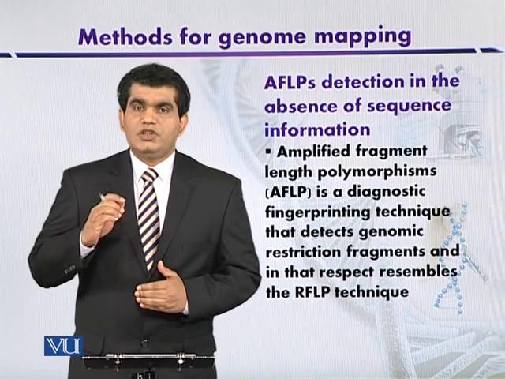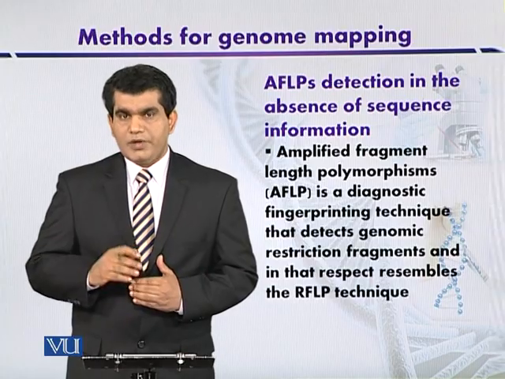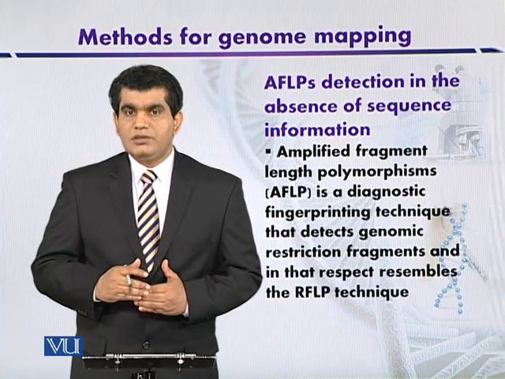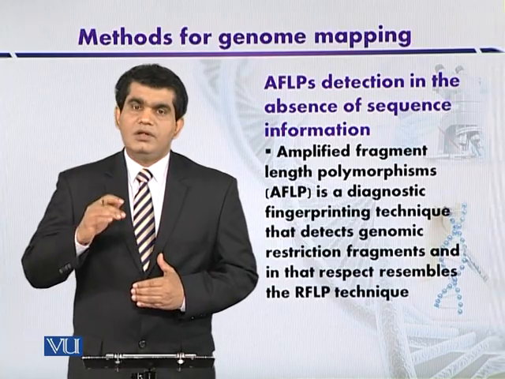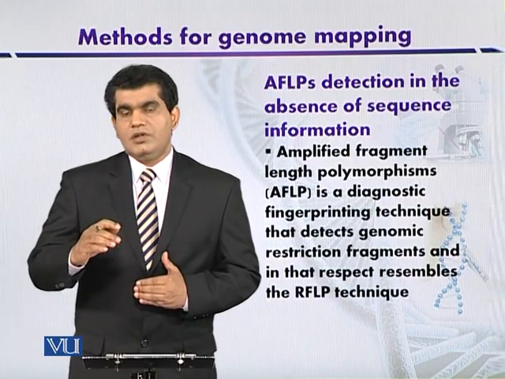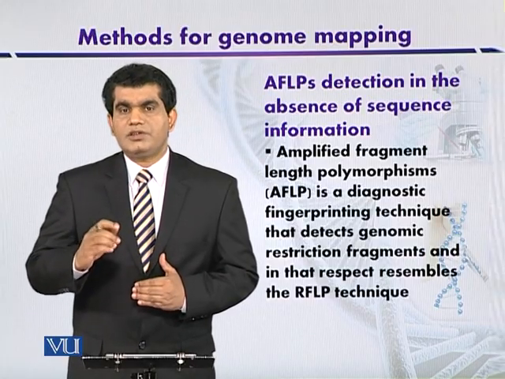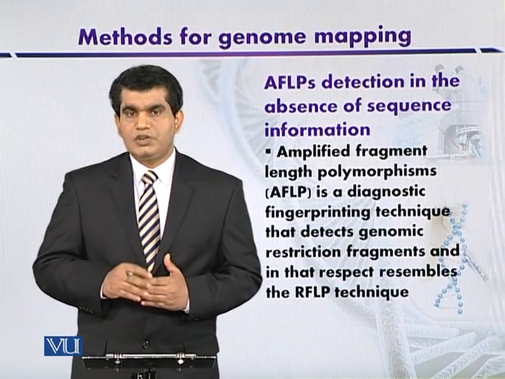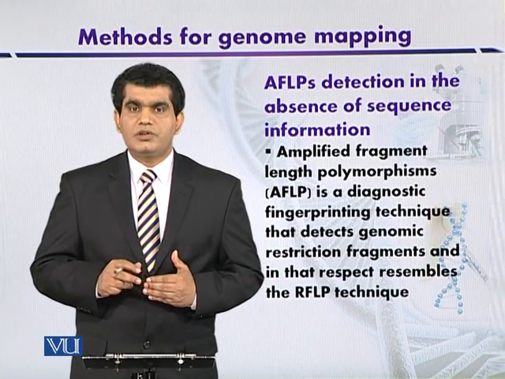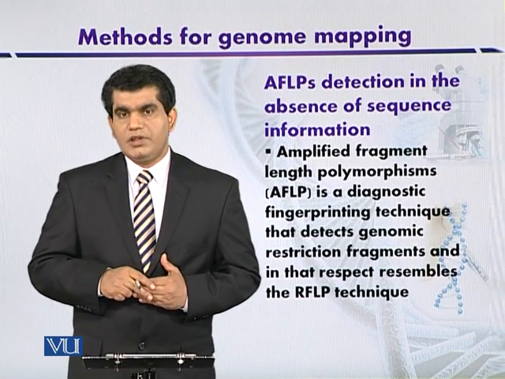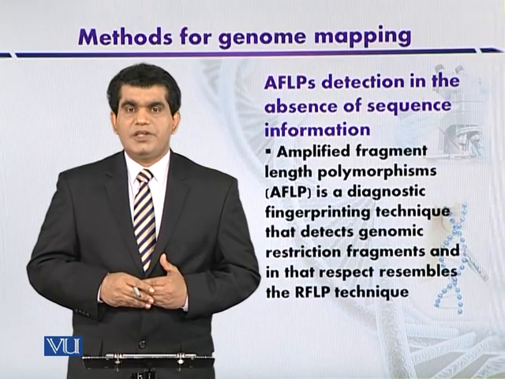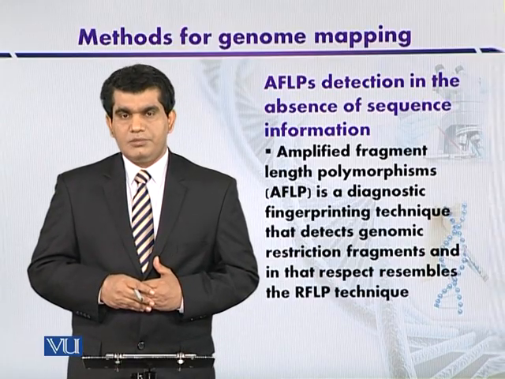Here, the genomic DNA that we want to map is isolated, and as usual, it is digested using a set of restriction enzymes. Suppose here we have used two enzymes, like EcoRI and MseI restriction enzymes.